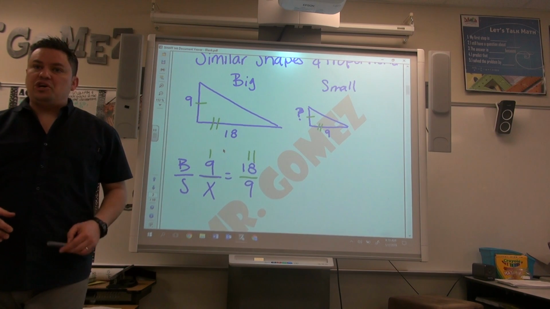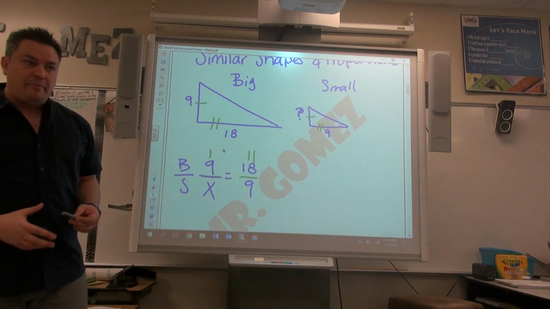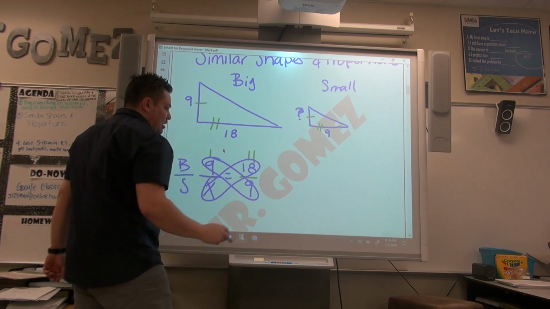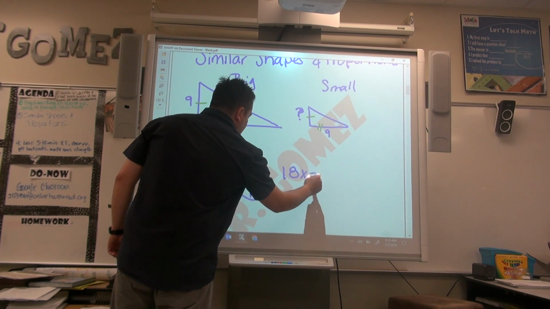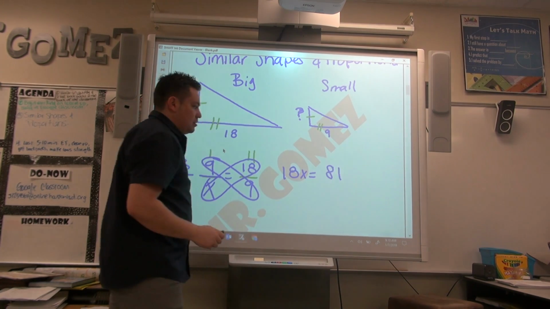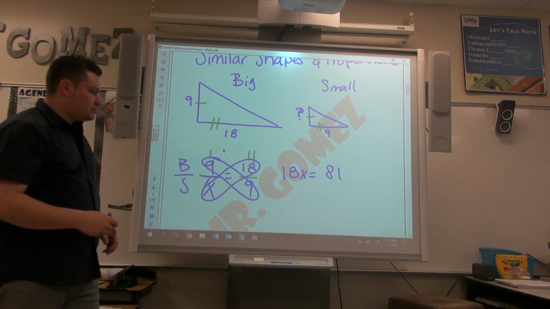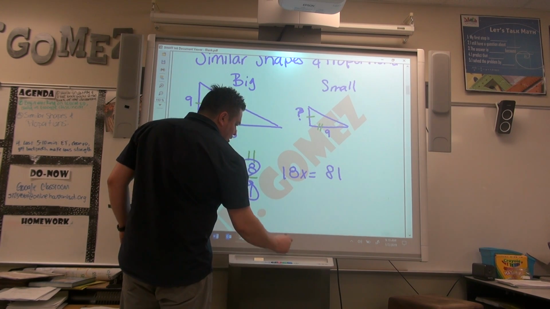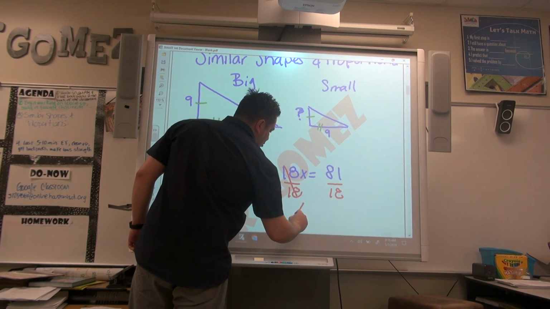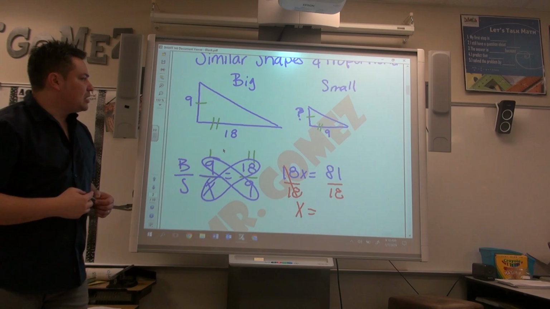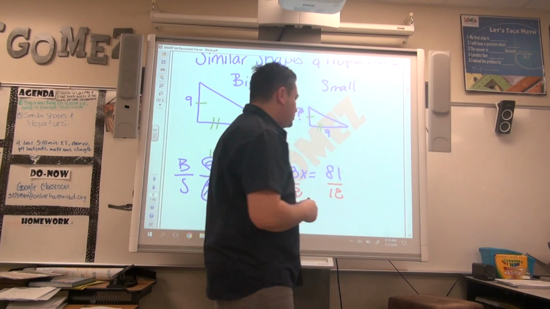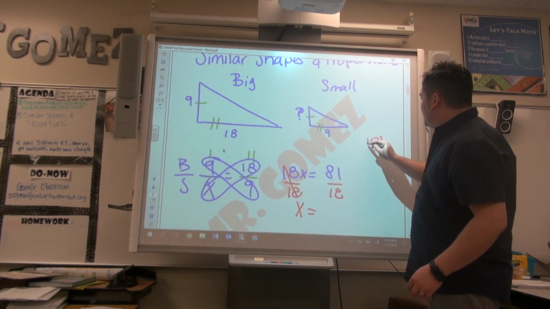I'm gonna set them equal to each other and do cross products, or the butterfly method, where I just do this and this. So it's gonna be 18x equals, what's 9 times 9? 81. My last step is to do what? Divide by 18. That cancels out, so my x, my missing side, is gonna be 81 divided by 18. What is it?